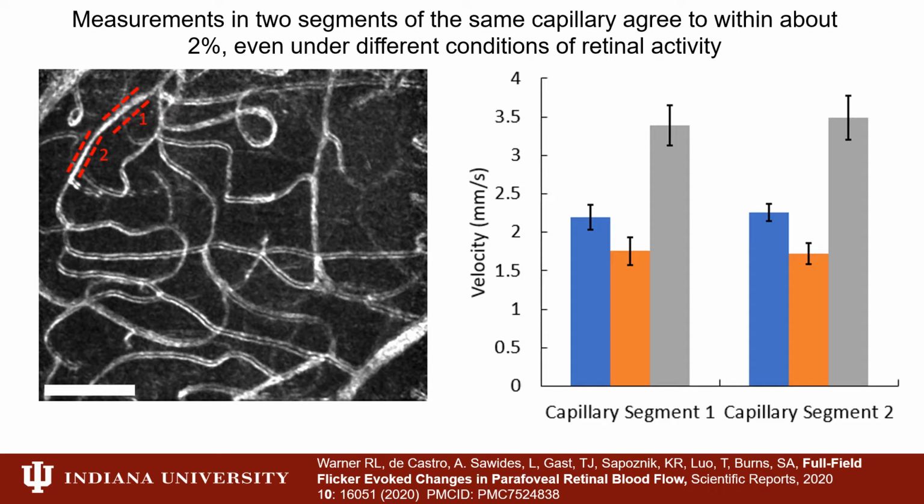Now we wanted to make sure we could make reliable measurements, and so to do this, we actually broke a capillary into two segments, as you can see here, and we made measurements under different stimulus conditions with and without flicker, and what we find is we can make these measurements to roughly 2% accuracy.